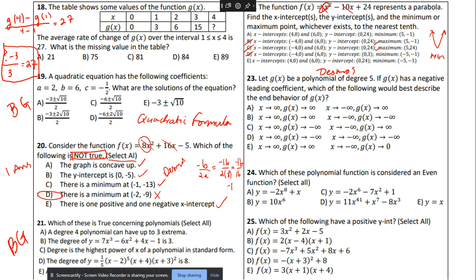24, which of these polynomial functions is considered an even function? We talked about that one in Bellwork also. Quick glance, I see 2 answers here. There are 2 even functions. And 25, which of the following has a positive y-intercept.